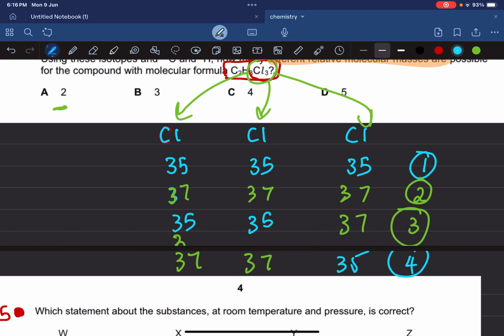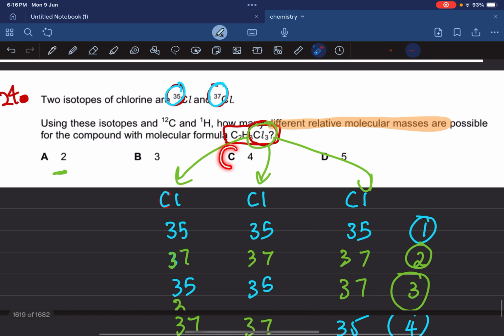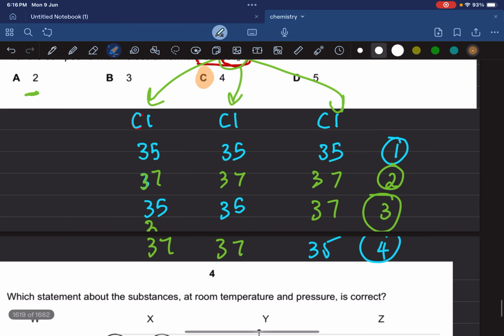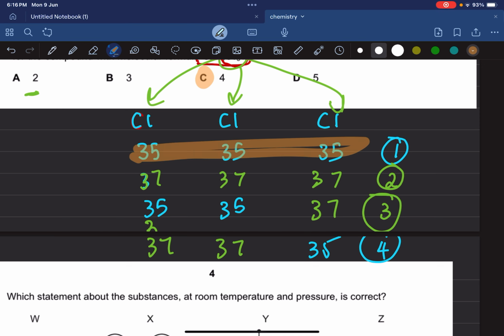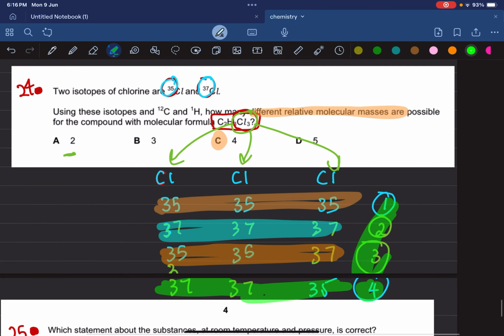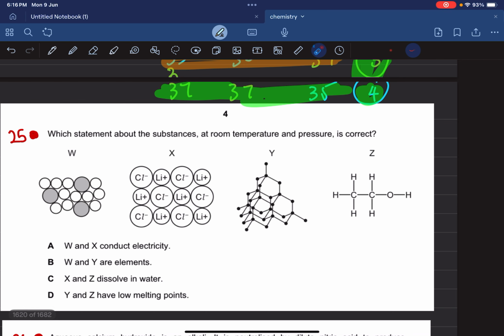So how many different masses can I make? I can make 4 different masses, because I used 4 different combinations. In first, I used all 35. In second, I took all 37. In third, I took 2 of 35 and 1 of 37. And in the last one, I took 2 of 37 and 1 of 35. And I successfully created 4 different combinations of this thing. So that is what you had to do. I know these MCQs are tricky, but just stick to your basics.